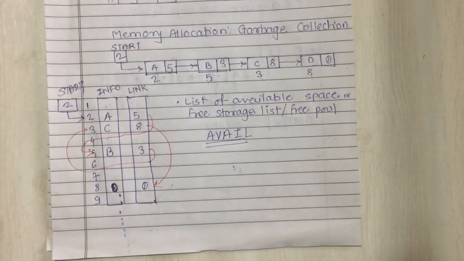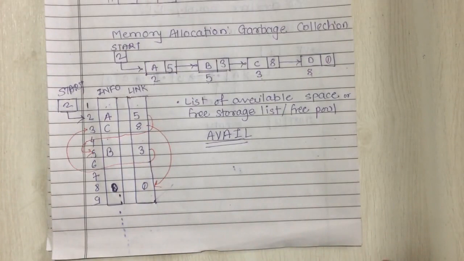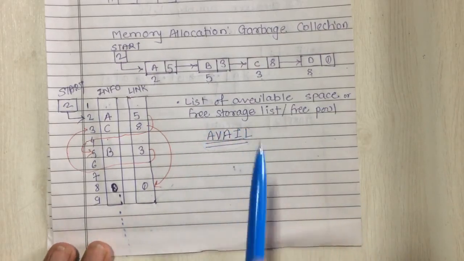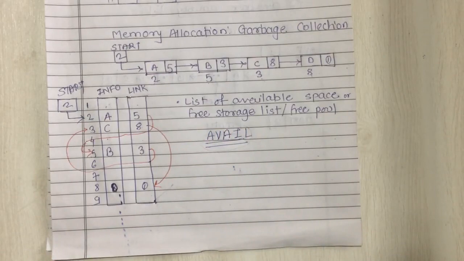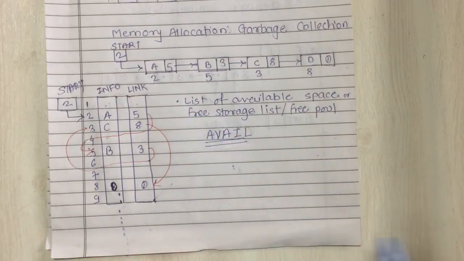So as I said, whatever free space is there, we have maintained in another list, and the starting address of that linked list is maintained by this pointer. It is called avail. So avail holds the first address of the first node from this free pool, or linked list of available space, or free storage list. Okay, I will draw that diagram, so you will easily understand this.